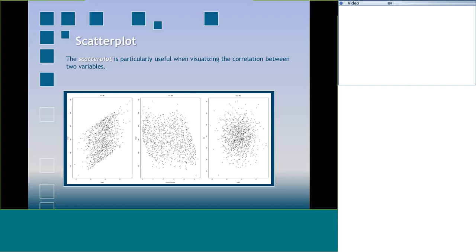The scatter plot is particularly useful when visualizing the correlation between two variables. The graph furthest to the left shows the relationship between height and weight. This displays a strong positive correlation. Notice how the data points form almost a straight line. The central graph shows the relationship between the amount of exercise and weight. This shows a weak negative correlation. The third graph shows the relationship between age and height. Not surprisingly, this results in a correlation close to 0.